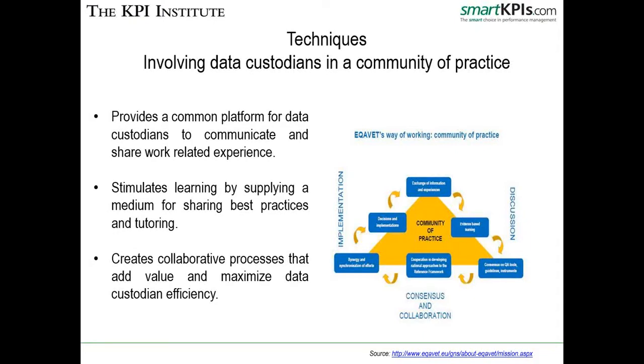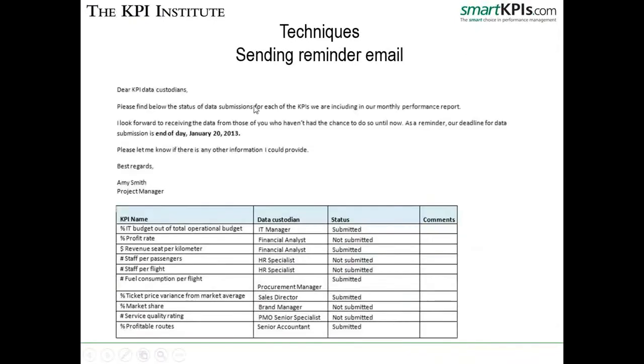Another technique that can be employed, and I've already discussed it as part of the process for KPI data gathering, is sending a reminder email. Such an email can sound like this: Dear KPI data custodian, please find below the status of data submission for each of the KPIs we are including in our monthly performance report. I look forward to receiving the data from those of you who haven't had the chance to do so until now. As a reminder, our deadline for data submission is end of day so and so. Please let me know if there is any other information I could provide. And then you can attach such a table that details the status.